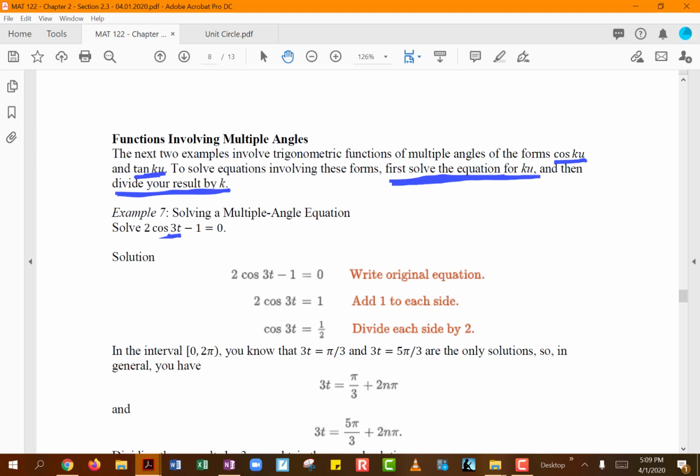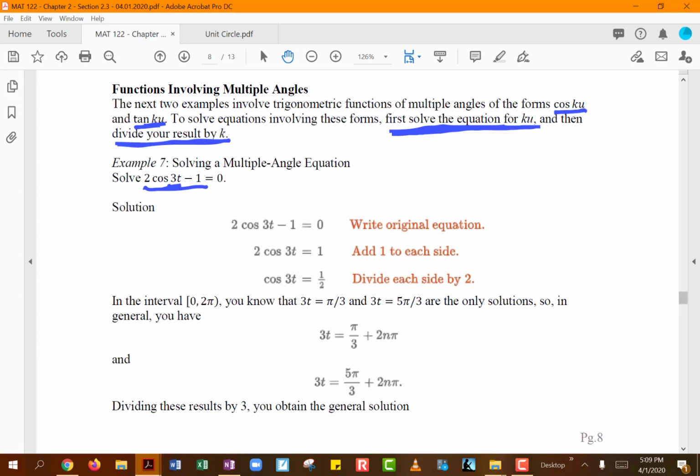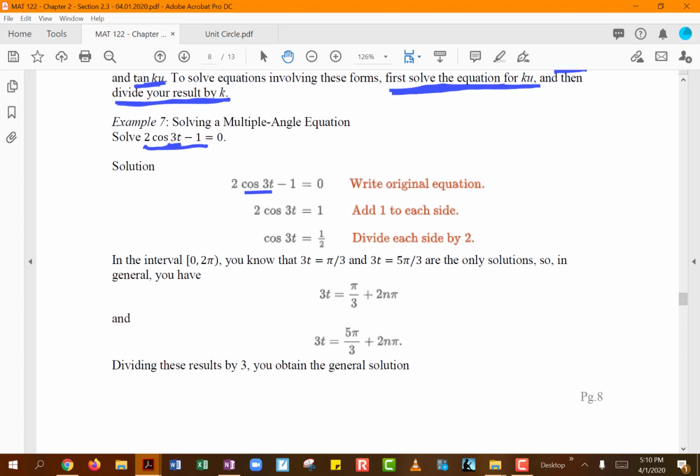So we've got 2 times cosine of 3t minus 1 equals 0. Again, we want to isolate our trigonometric function first. That means we want to get cosine of 3t by itself. So start by moving that 1 to the other side by adding. Then we divide by 2 and you end up getting cosine of 3t equals 1/2. So just think of this as being one single angle right now. You're basically saying, where is the cosine value going to equal 1/2?